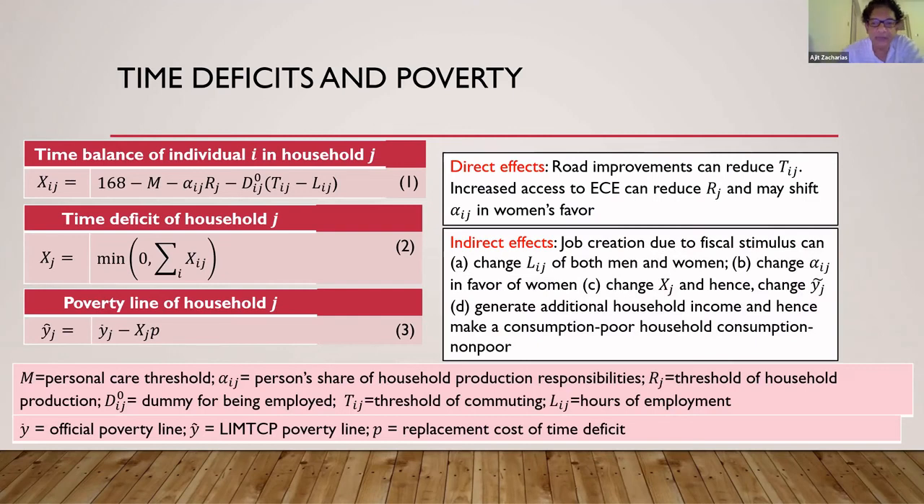But there are also indirect effects. Why? Well, because this fiscal stimulus is going to result in job creation, right? That can change the labor time or the time spent on income generation, the LIJ, for both men and women, right? And again, earnings of women in more income generation by them can change the balance of forces within the household, the alpha IJ variable, right? So that's item B. Then in item C, the change in the household level time deficit can change the poverty line, right? So that can again potentially change the household's consumption poverty status.